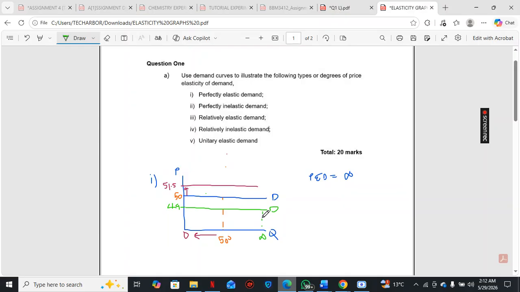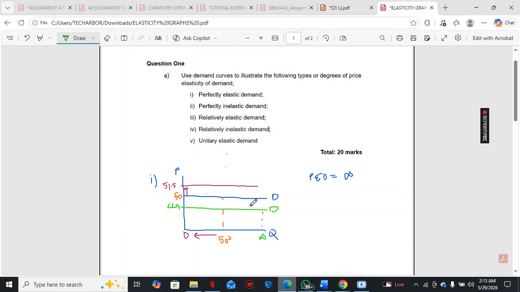This is just a theoretical perspective. In actuality, it's rare to find goods that have demand that is perfectly elastic. So when demand is perfectly elastic, it means the demand is very sensitive to price changes. You increase the price, you lose all your customers. You drop the price, you get an unlimited supply of customers. So it's very extreme.